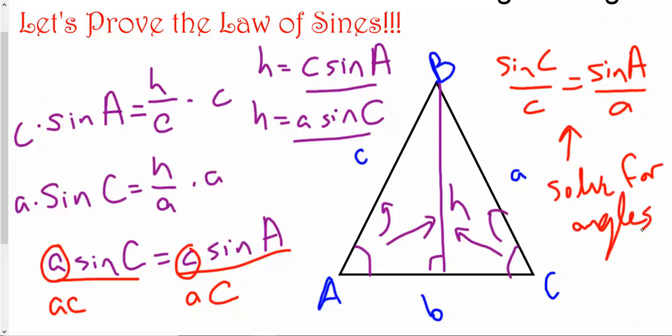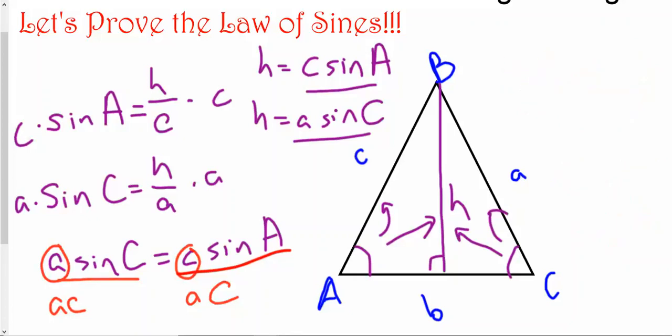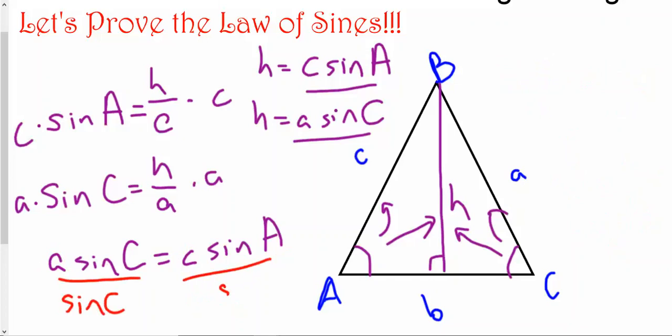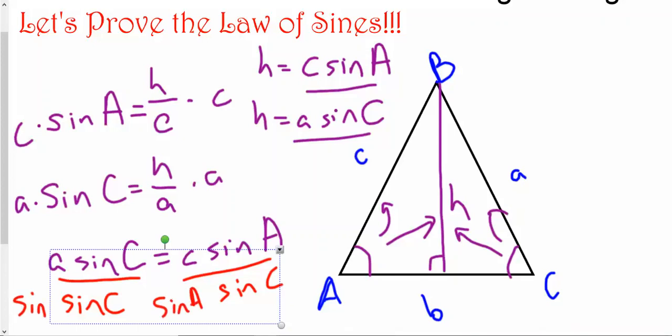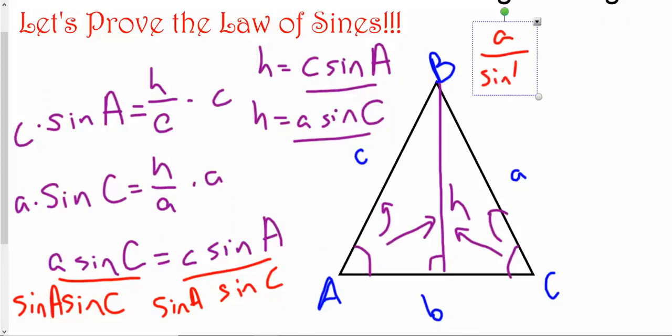The other option is I could have divided by the sine instead. So if I instead divided by sine of A and sine of C, it might look a little bit different. Here I'm dividing by the sine of C on both sides, and I'm also going to divide by the sine of A on both sides. So now I have a over sine of A equals c over sine of C. And this is great if I'm solving for a side length.